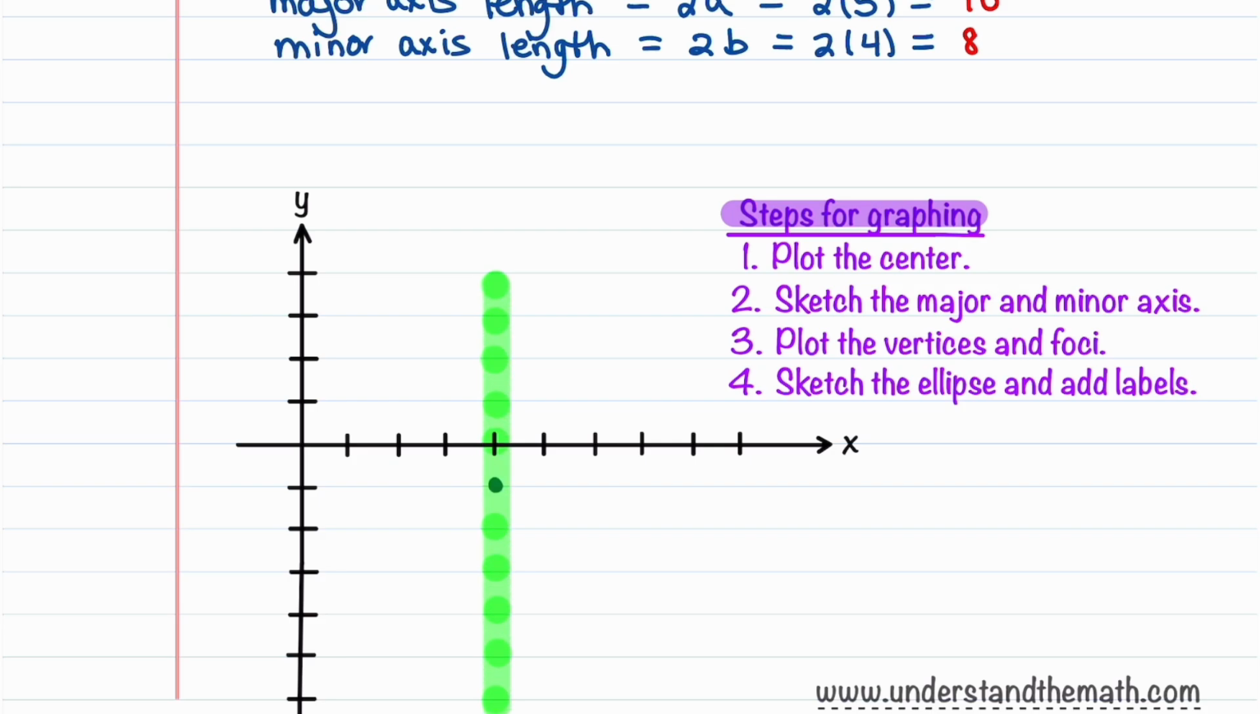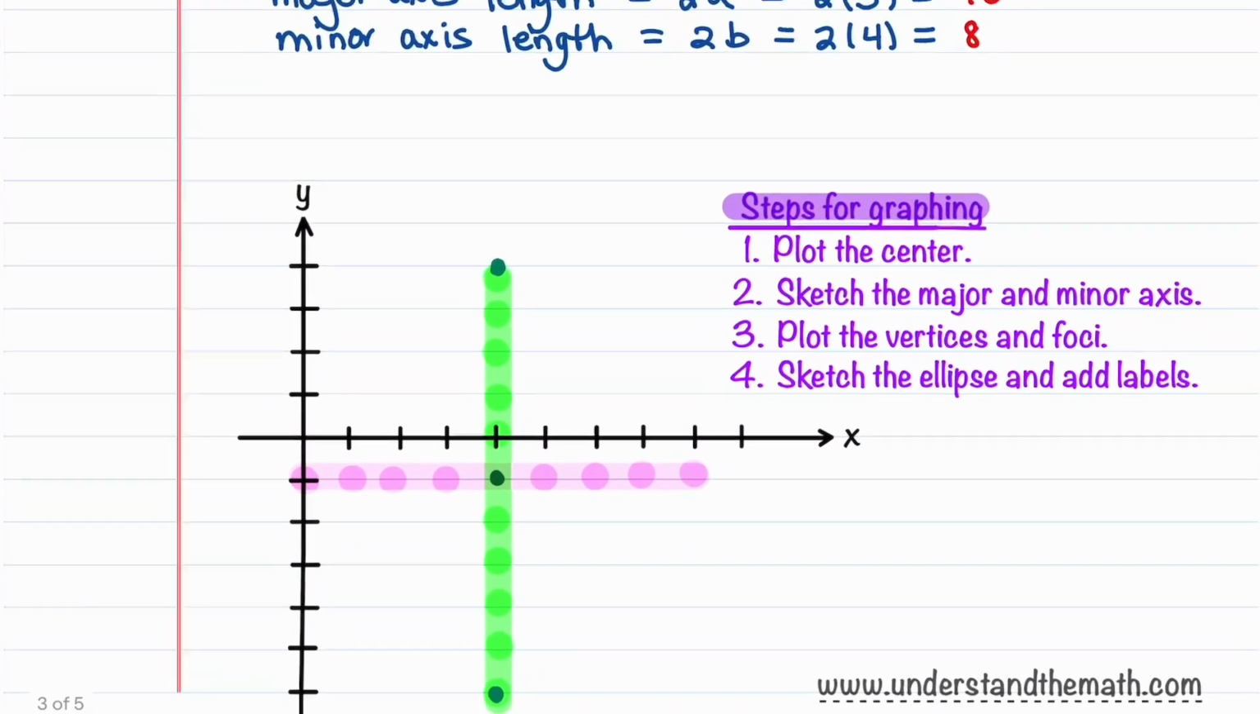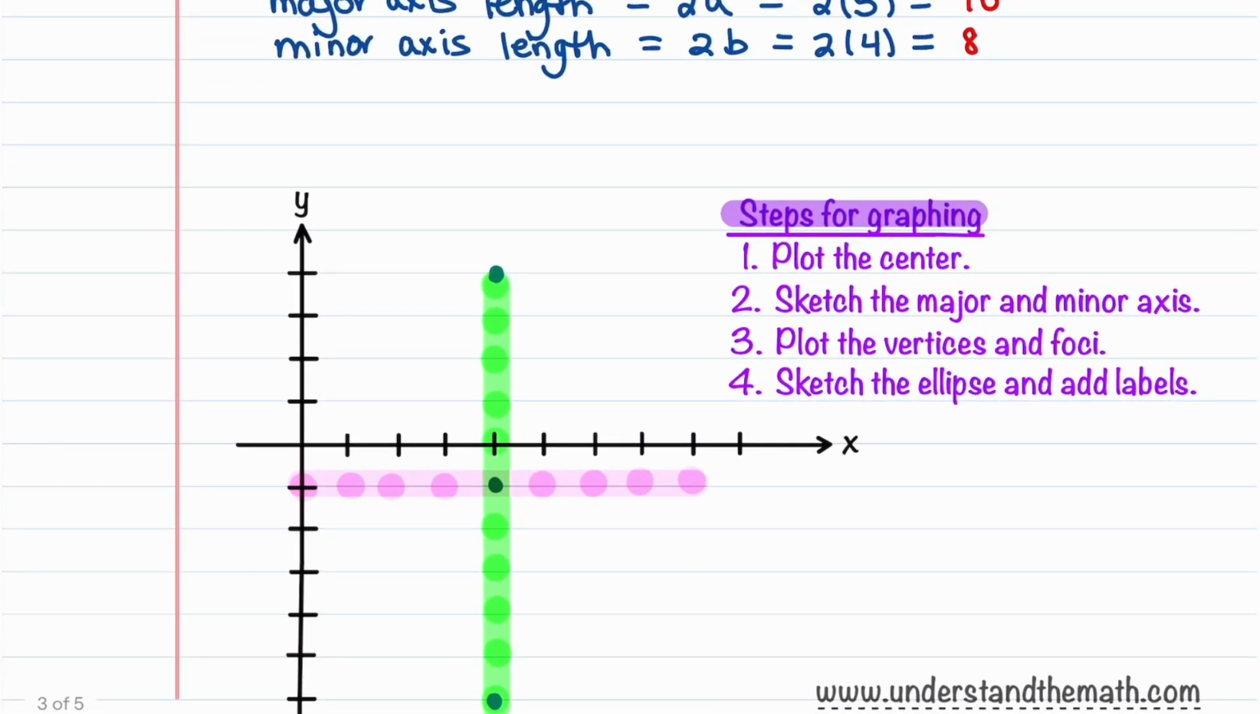Now let's do the minor axis. Its length is equal to 8. So we're going to go 4 units to the right and then 4 units to the left. And there is our minor axis length. Now let's go ahead and sketch the vertices. They are going to be located right here and right here. They're along the major axis. Now let's plot the foci. Let's go back up and see what they're equal to. They were 4, 2, and 4, minus 4. 4, 2 is located here, and 4, minus 4 is located here. Now we can go ahead and sketch our ellipse.